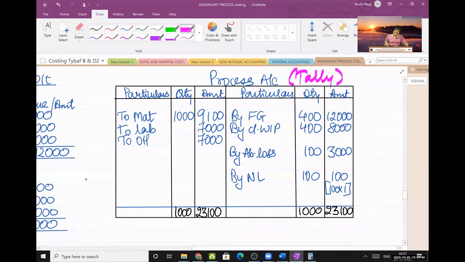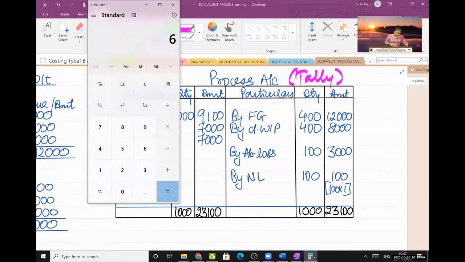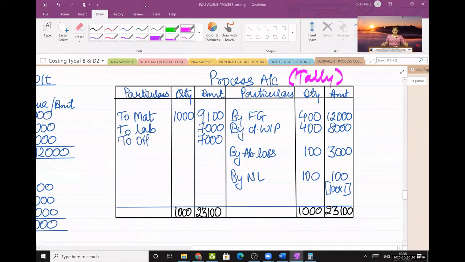Obviously it has to tally because it's equivalent process costing. The name of the chapter is that. So 9,100 plus 7 plus 7, 23,100. The debit side and the credit side should be the same. 12,000 plus 8,000 plus 3,000 plus 100. Okay, it has to tally, right?